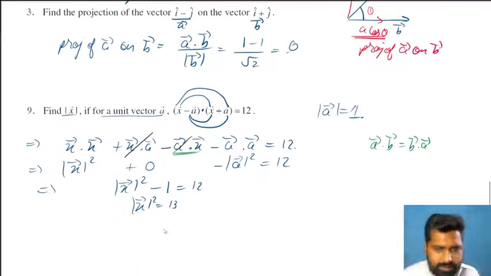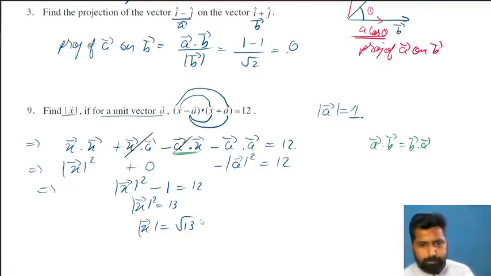So what is your mod x? Mod x is root 13. Don't write plus minus because magnitude cannot be negative. The amount of something cannot be negative. You can have 1 apple, you can have 2 apple, you cannot have minus 1 apple. So magnitude of anything cannot be negative, so don't write plus minus 13 here.